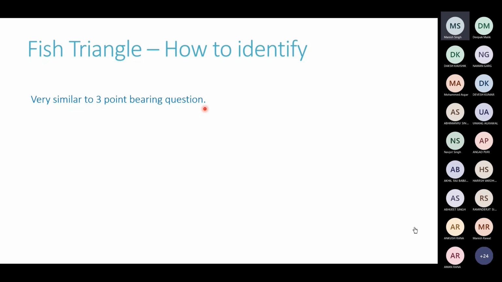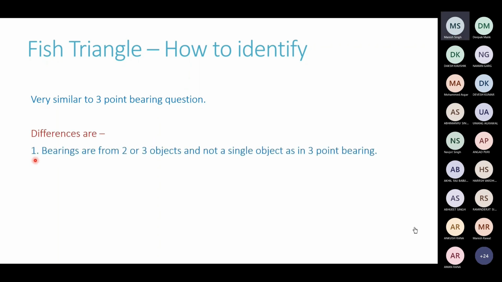All the bearings given from a single point, a 3-point bearing method is to be used. Bearings given from different points, usually it will be a fish triangle question. So this is what we have discussed just now. The bearings are from two or three different objects and not a single object as in the 3-point bearing.